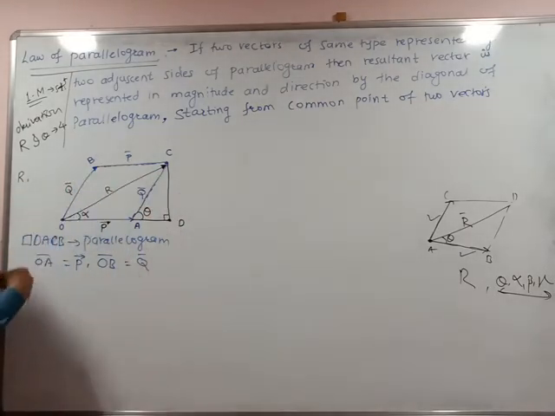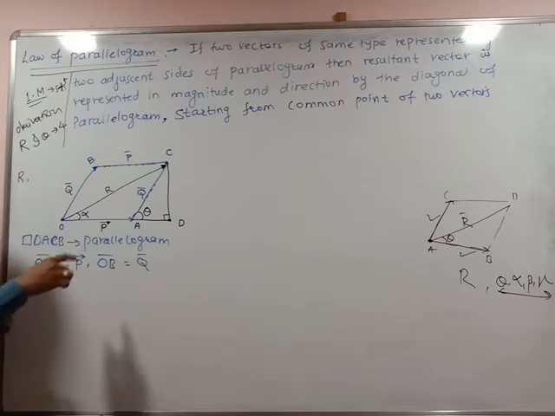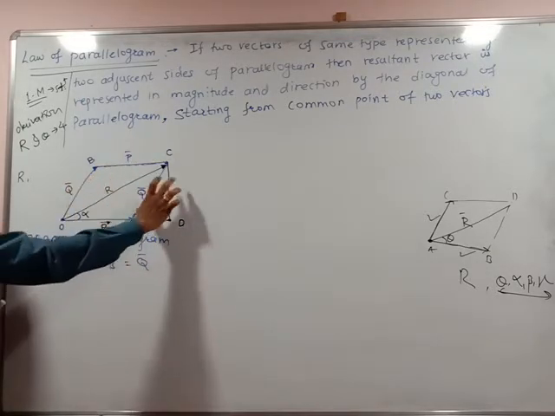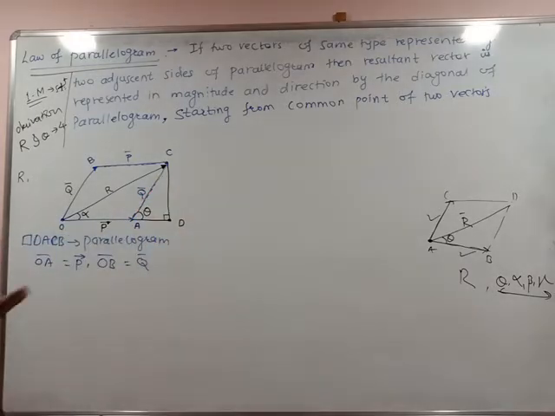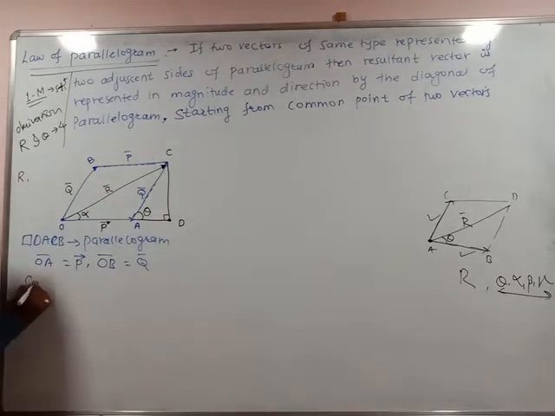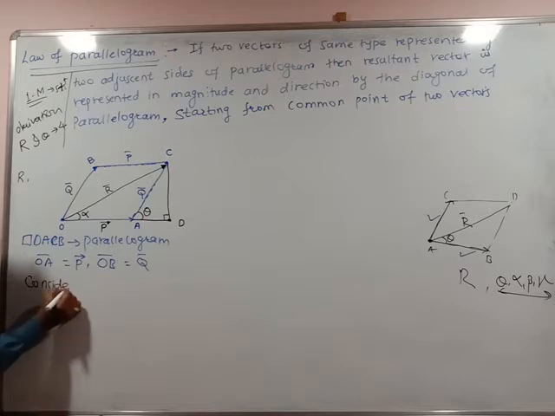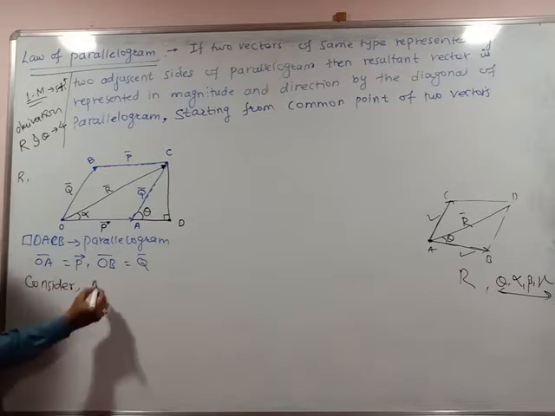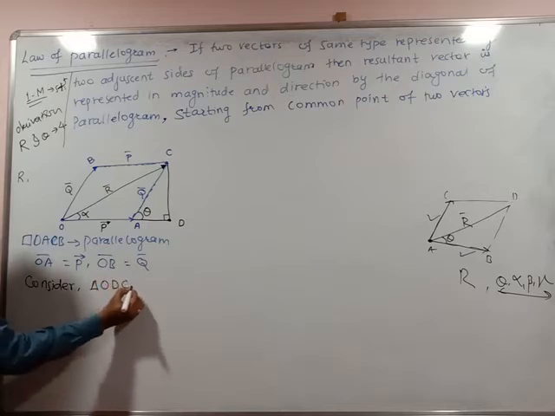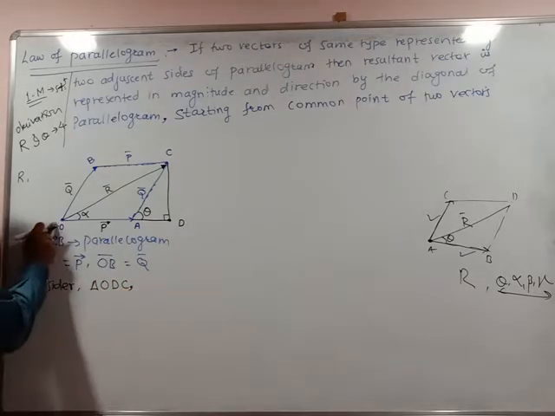Using law of parallelogram मध्ये काय दोन sides equal असतात. So this OA is equal to this BC, and this side OB is equal to side AC. Now we are going to find resultant vector R bar and its magnitude and direction. Consider the triangle here. Consider triangle ODC. See the triangle OD.